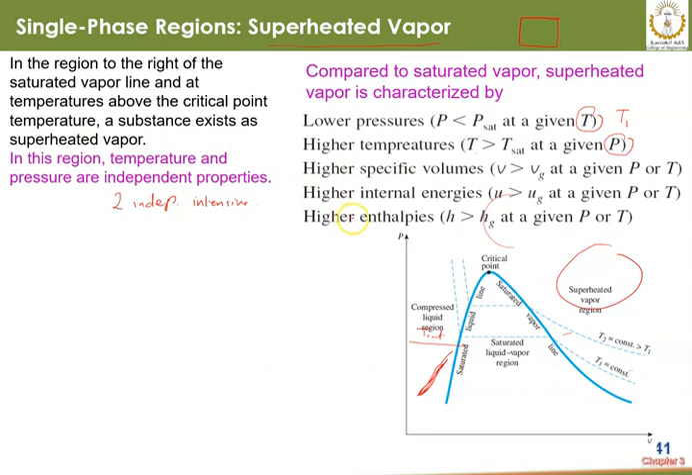The other three are very straightforward. If the specific volume is larger than Vg, see here, this is the saturation vapor line, therefore this is Vg. This is the saturation liquid line, then this is Vf. So if our specific volume is larger than Vg, then it means that the region is the superheated region. So we look at table A2 or A3.